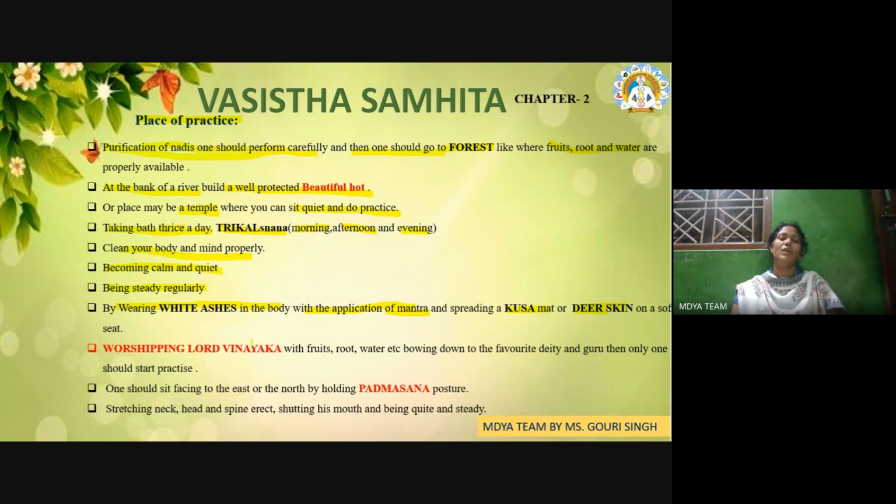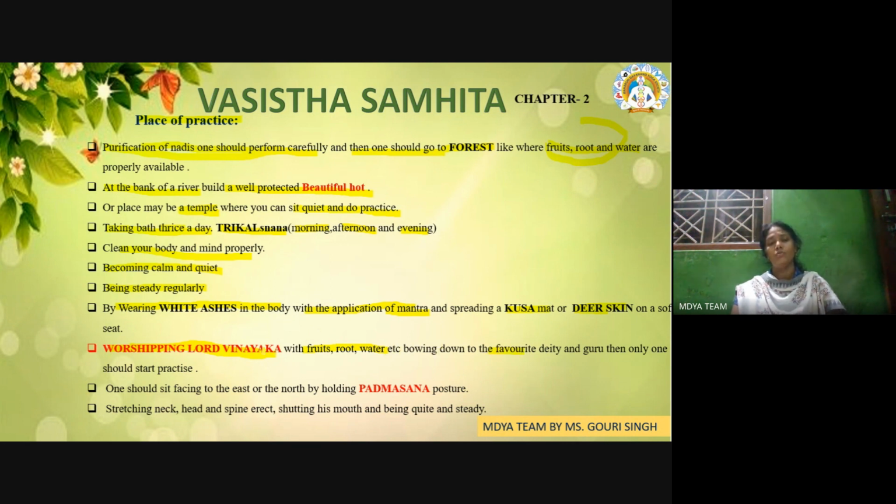And after that, what you want to do is worship Lord Vinayak, because whatever you start, we always pray to Lord Vinayak, in the same way, because you are starting your journey towards liberation. So first you have to worship Lord Vinayak with fruits, roots, and water, because these are the available things which will be there. You select the place as these things are there.